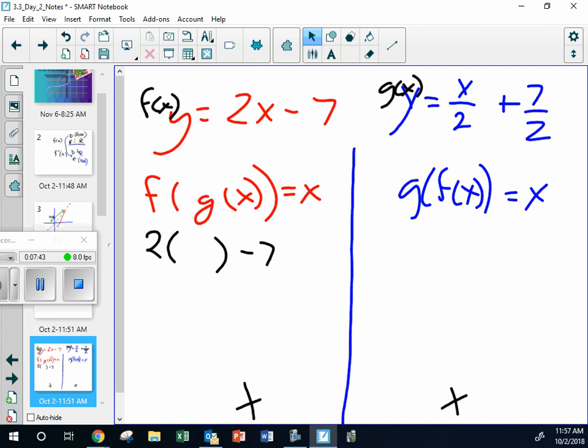I'm going to pause for a second while I give that a try. Okay. I'm going to put in the x over 2 plus 7 over 2. And if you had put that together and said x plus 7 over 2, it's all going to come out the same.